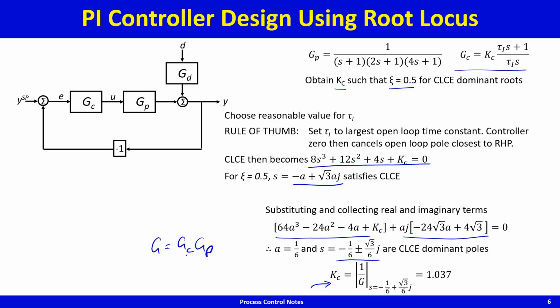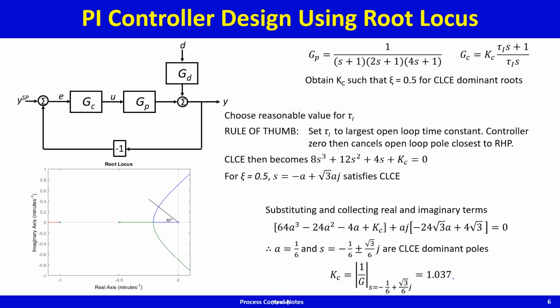Yeah, and the gain turns out to be, for a PI controller, that gives a closed loop damping coefficient of 0.5, is 1.037, which is less than what you got for a pure P controller. Okay, if you look at the root locus, well, that's what it looks like. Where is the break point? I leave that as an exercise for you to calculate.